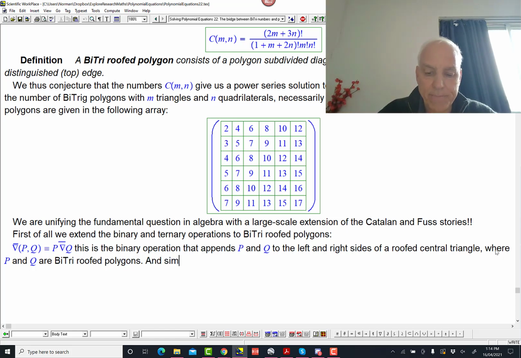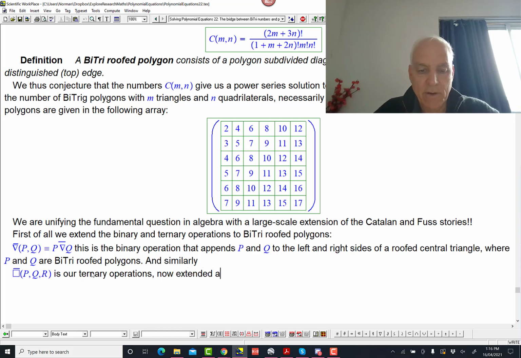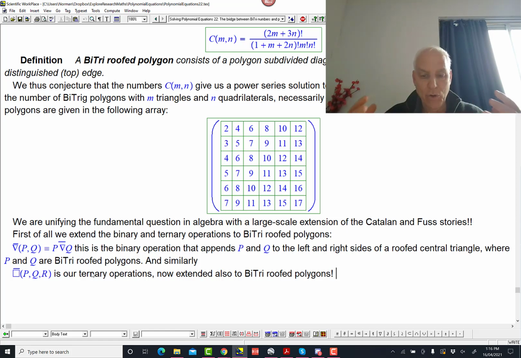Similarly, we're going to take the other operation that we had. But now it's going to apply not to two bi-tri-roofed polygons, but to three of them. This is our ternary operation, now extended also to bi-tri-roofed polygons. So this world of bi-tri-roofed polygons supports two operations. We can glue any two of them onto a central triangle and we get another bi-tri-roofed polygon. We can glue three of them onto a central quadrilateral, P, Q, R, and we get another bi-tri-roofed polygon. So this world is closed under two operations.